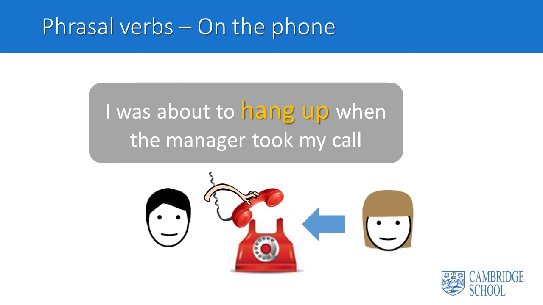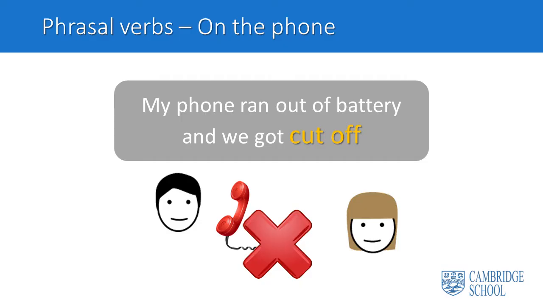He took my call, and would you believe it? Just as I was speaking to the manager, my phone ran out of battery and we got cut off. There we go, another phrasal verb, cut off. When you're cut off, a telephone call finishes, ends, not because you've decided to end it, but because of some kind of technical problem or some kind of accident. In this case, because I needed to charge the battery on my phone.